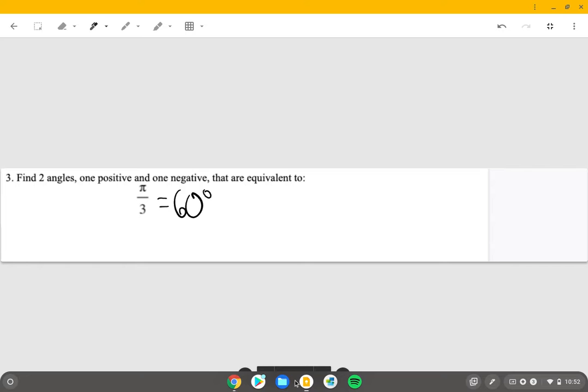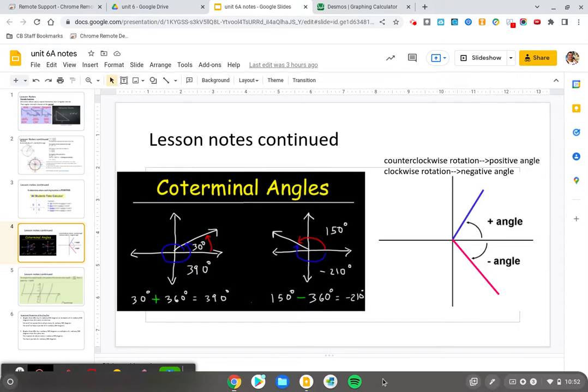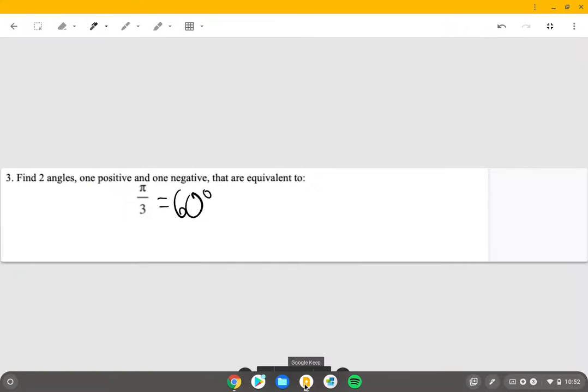Okay. Now to find the two equivalent angles, positive and negative, this is going to go back to this page of our packet. Okay, this idea of coterminal angles, angles that end at the same spot on the circle. Remember, to find a coterminal angle, we either add or subtract 360. So that is precisely what we're going to do here.